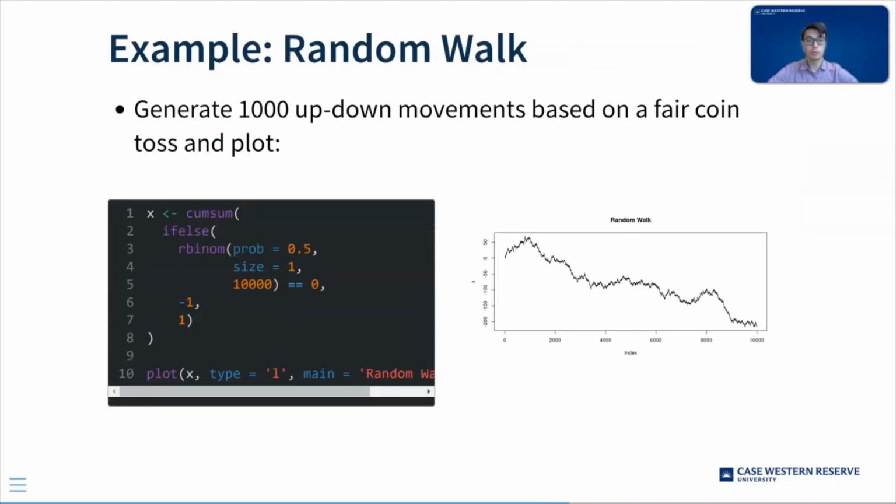Here, we will once again present a different example using the binomial distribution function, in which we will generate 1,000 up and down movements based off of a fair coin and plot it. This is called a random walk.